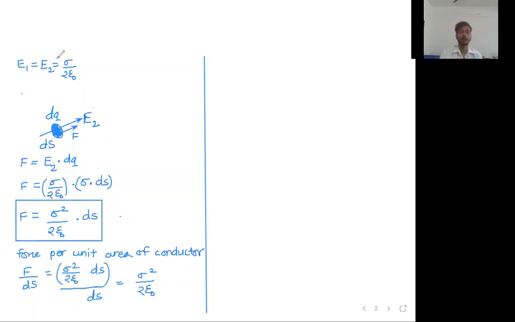This is called mechanical pressure, mechanical force per unit area, or electrostatic pressure. If you get force per unit area, that is called pressure: sigma square upon 2 epsilon 0. Reply to me in the chat box, clear and written. CW, derivation over.